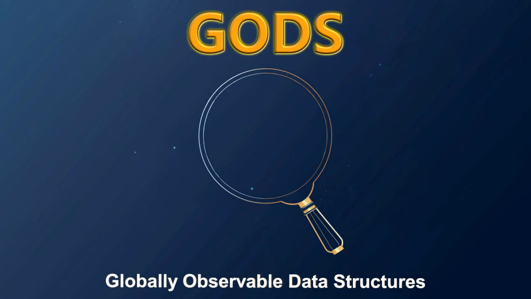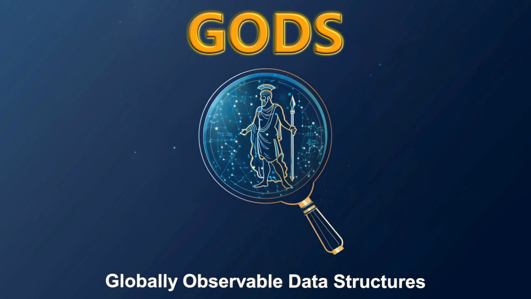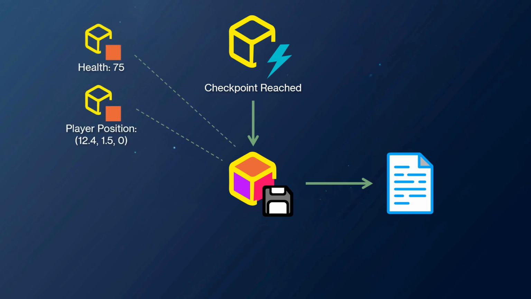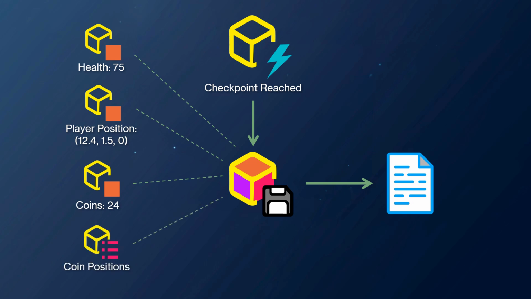Welcome to the fourth episode of our Gods Showcase series. In the previous episode, we added a checkpoint system to our game. When the player reaches a checkpoint, the current state of the game gets saved to a JSON file by the Gods Save Slot system. The file contains the player's health and position as well as the amount of collected currency. Additionally, we save the position of the remaining coins, diamonds, and emeralds in the scene.